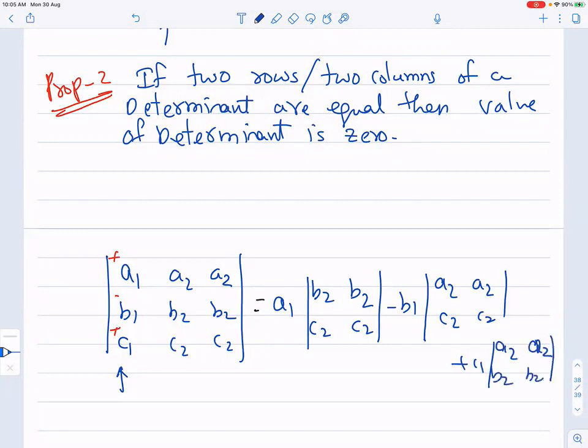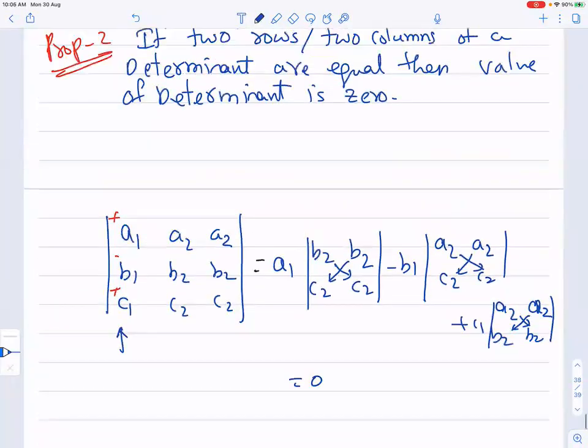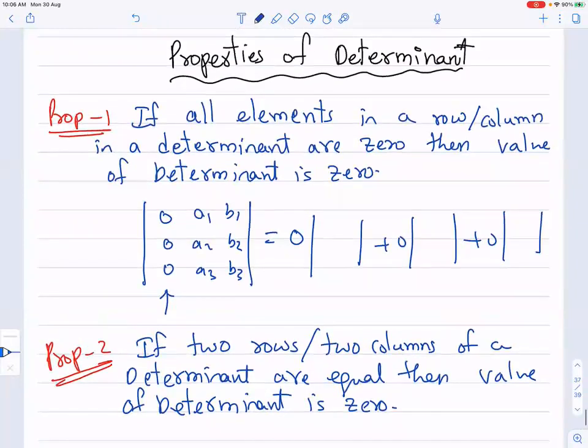Now when I open this, what will happen? Now look, B2 C2 minus B2 C2, the value will be 0. A2 C2 minus A2 C2, the value will be 0. A2 B2 minus A2 B2, so the value is 0, right? If two rows or two columns are equal, then the value of the determinant is 0. Is it clear, students? Yes, sir. Write it down.